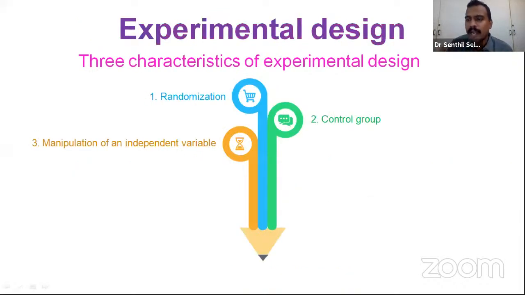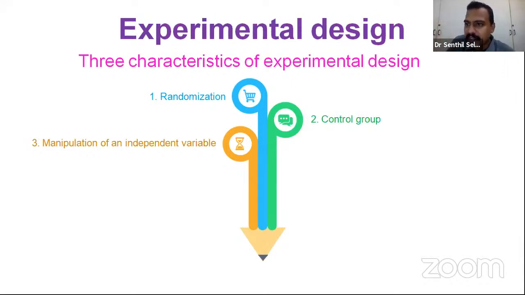And how to select a design, like true experimental, quasi-experimental, non-experimental, or pre-experimental? It is based upon 3 criteria, 3 characteristics. What are they? First is randomization. Second is the control group, and next is the manipulation of the independent variable. So these are the 3 criteria which will select the type of research design.